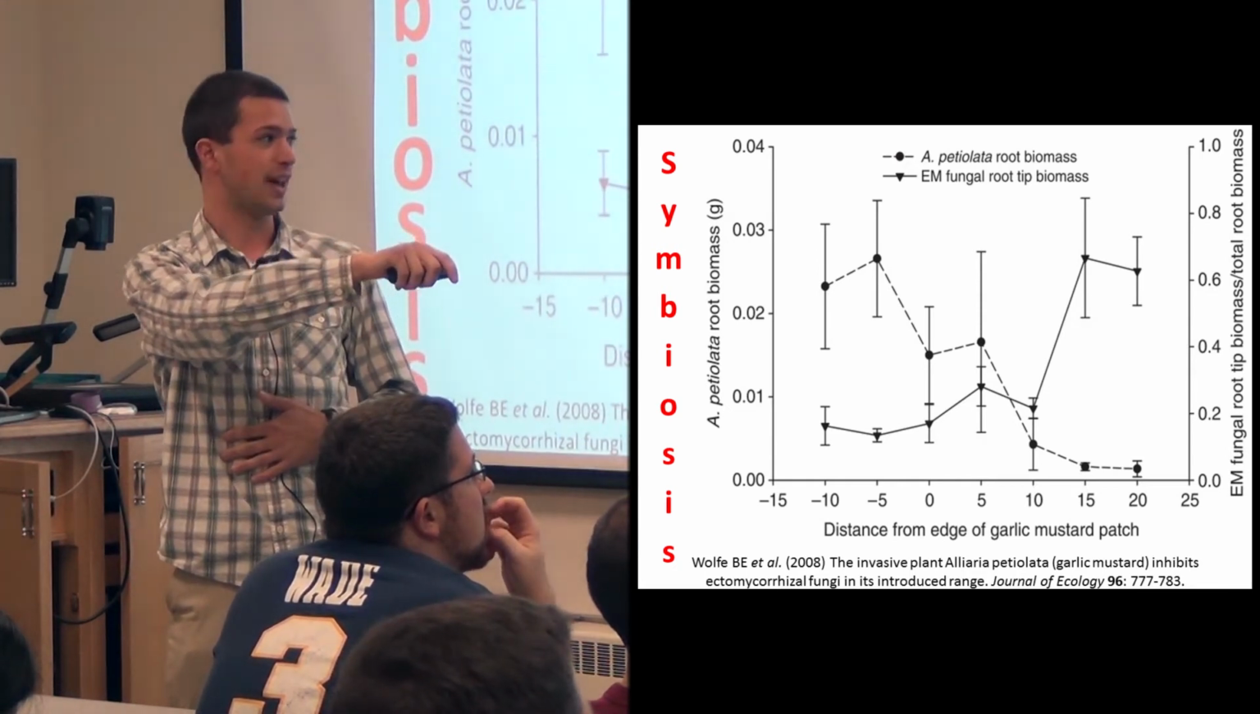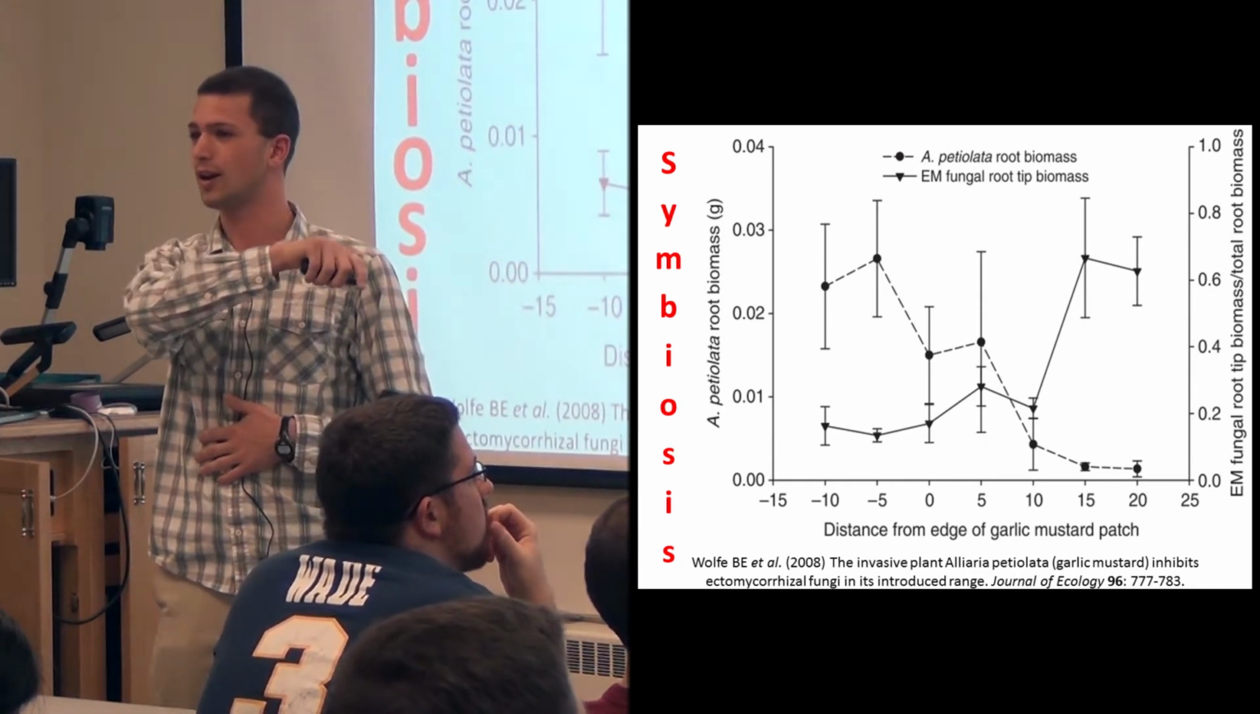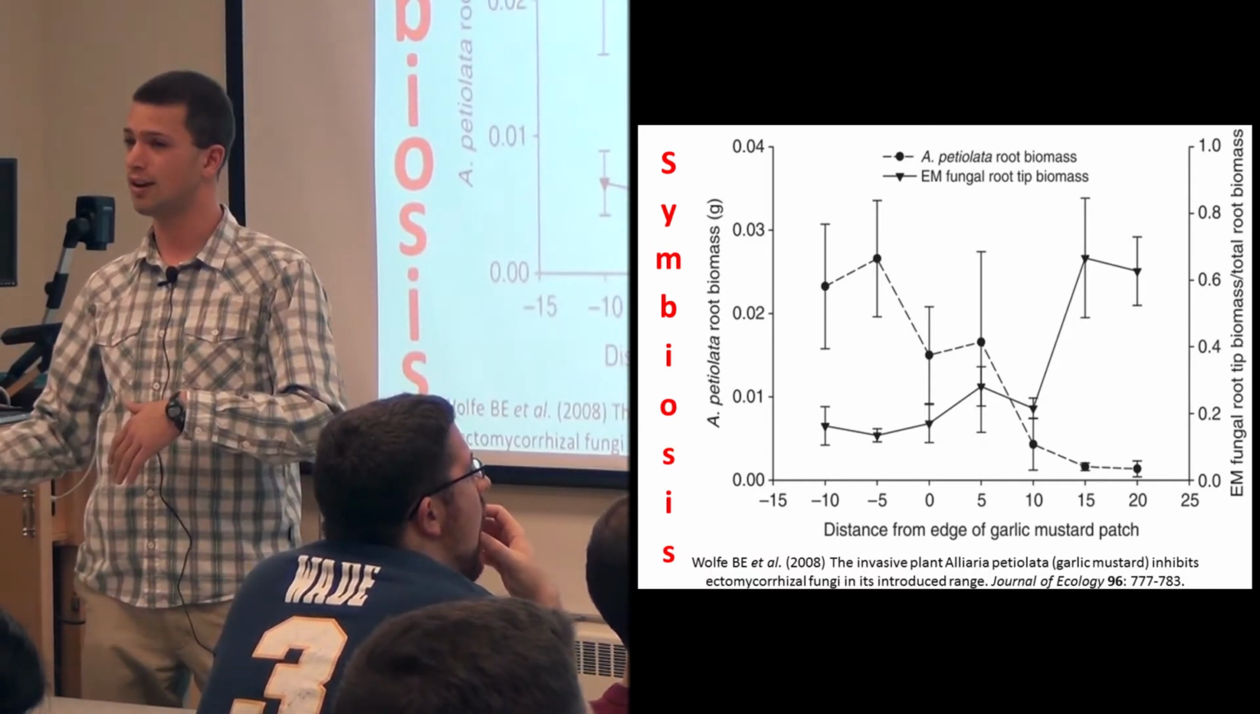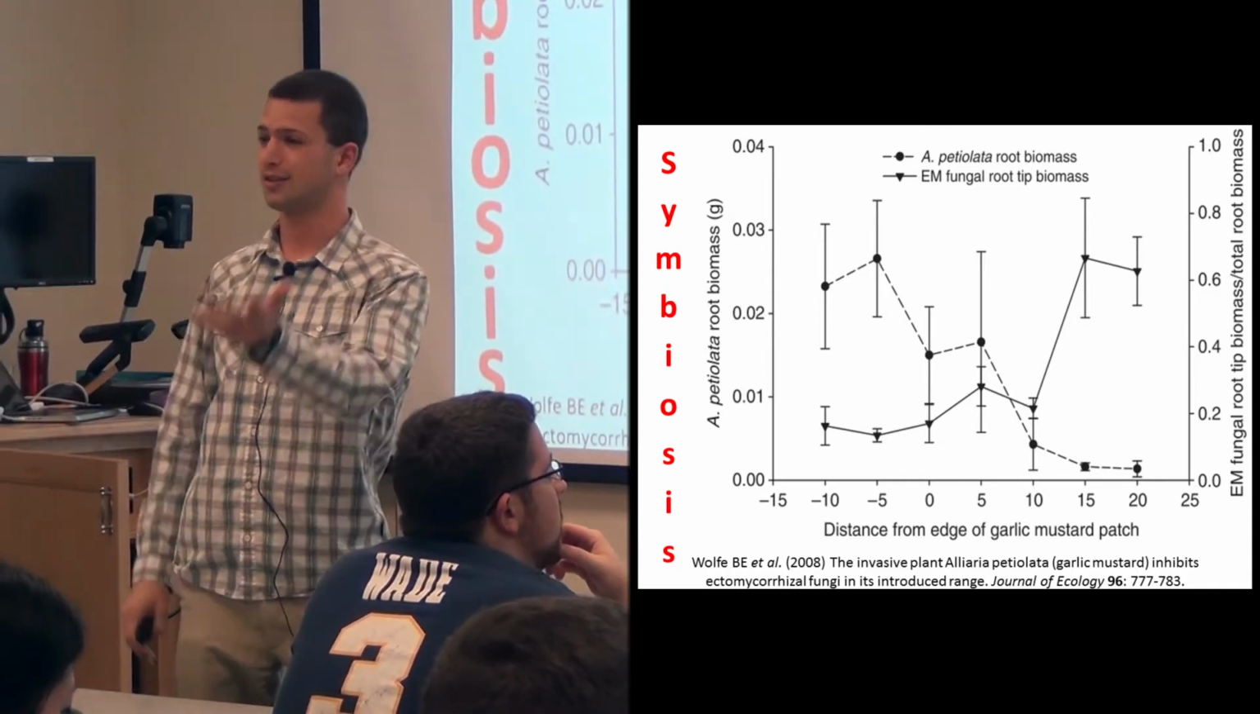So less and less of those good things in the soil are actually there. So it's basically a trade-off. As you have this invasive species, the more of it there is, the less of the other good stuff there is.